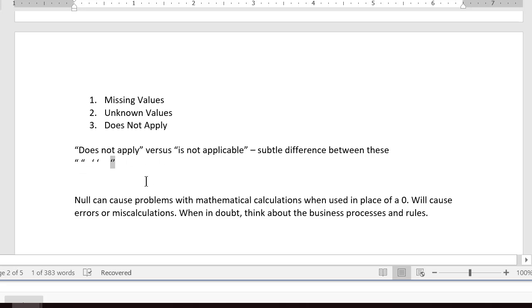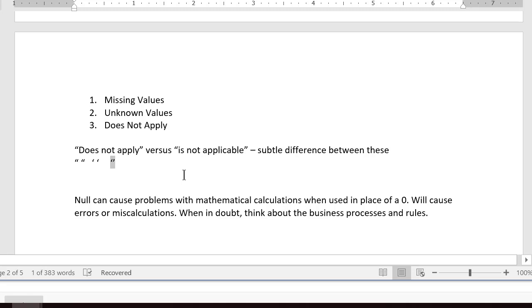So the concept of does not apply versus is not applicable. In the example of salary versus hourly, it literally does not apply and will not be used for one of them. Right? You either have salary or you have hourly. If you're collecting data, let's say on hair color, and someone has blue hair, but the only responses are red, black, blonde, or gray, then the choice of is not applicable would be used because you didn't have a choice for blue hair.